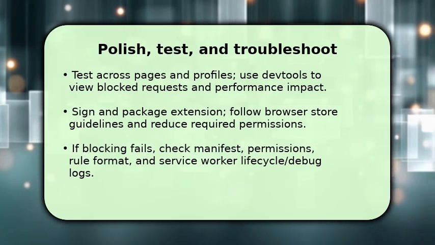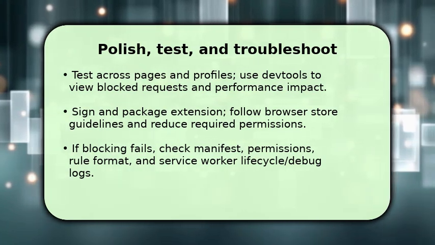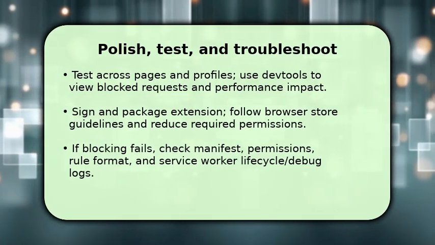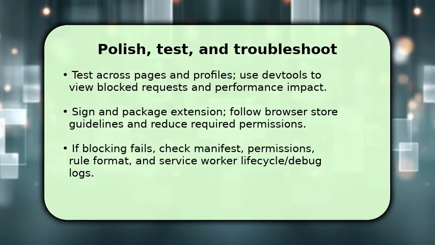If something goes wrong, inspect manifest version, required permissions, rule syntax, and service worker lifecycle logs. These are the most common culprits when blocking doesn't occur.